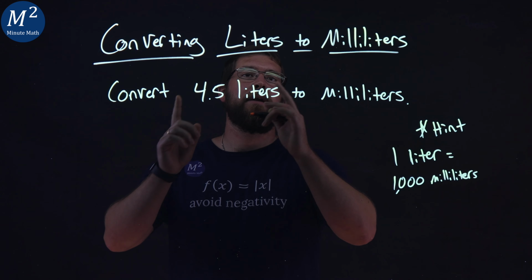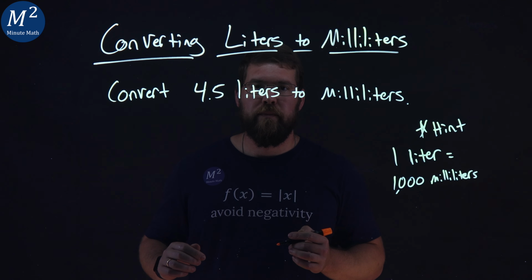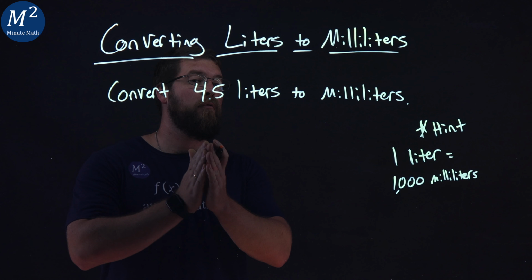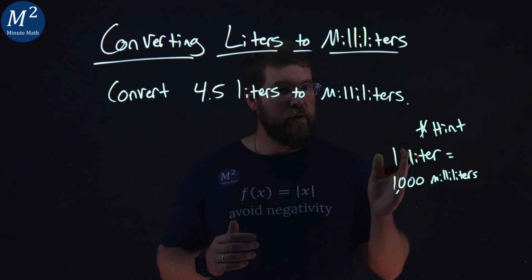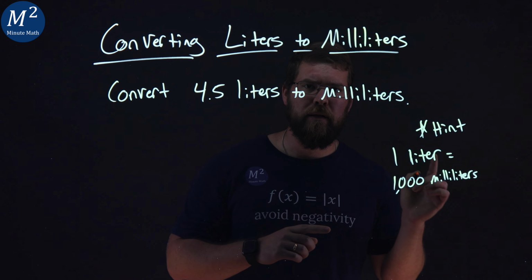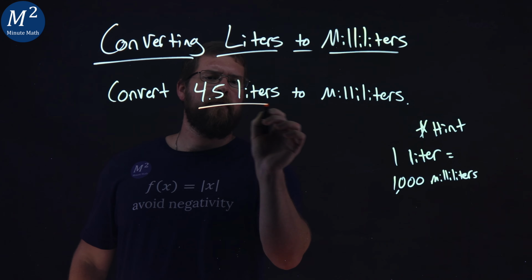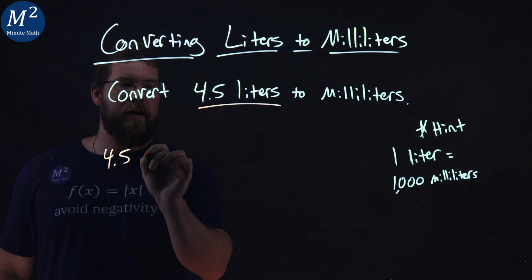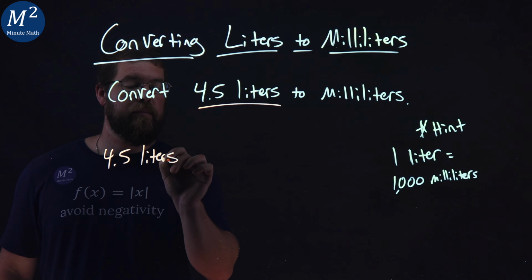Let's learn about converting liters to milliliters. Our question here is to convert 4.5 liters to milliliters, and our hint is 1 liter is equal to 1,000 milliliters. So let's write down our first part here, 4.5 liters.